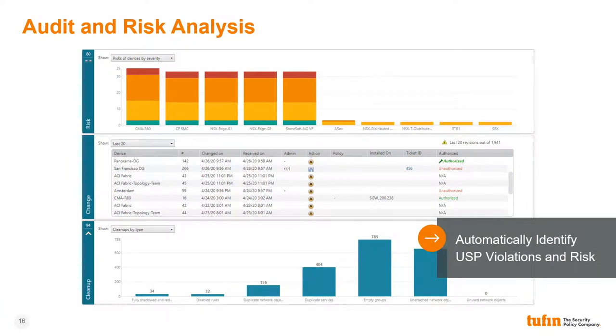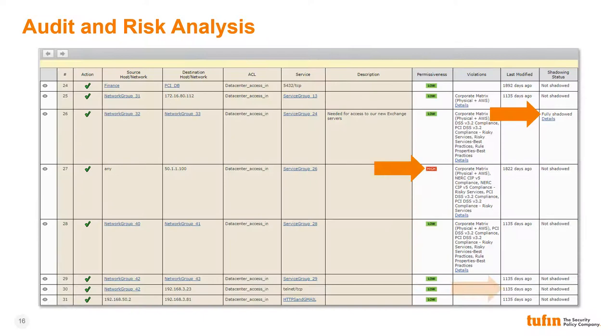Tufin provides a vast array of audit and risk analysis capabilities to help enterprises optimize their security policy base, reduce risk, and maintain a state of continuous compliance. Here we see the dashboard, which provides a summary of risk per device, as well as the overview of suboptimal configurations, which can be cleaned up to reduce complexity in the network. In the policy view, we can see more detailed information about risk, permissiveness, and other details on a per-policy basis.